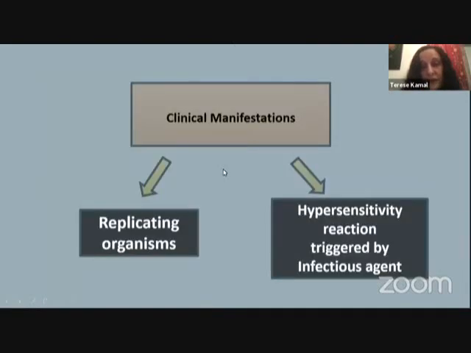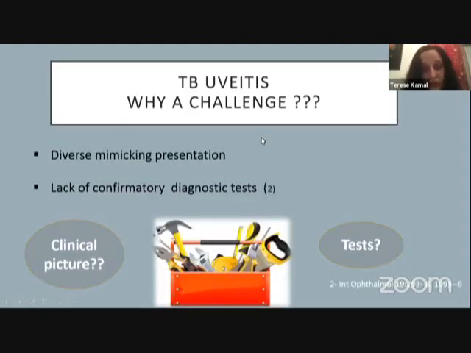The manifestations in ocular TB occur due to either replication of the organism or a hypersensitivity reaction triggered by infectious agents. I'm going to discuss some cases with you, and I'm going to stress the findings we find, and we're going to see how these clinical findings may mimic so many other uveitic entities. And likewise, we have the problem of a lack of confirmatory diagnostic tests in TB that actually makes it a very difficult challenge.